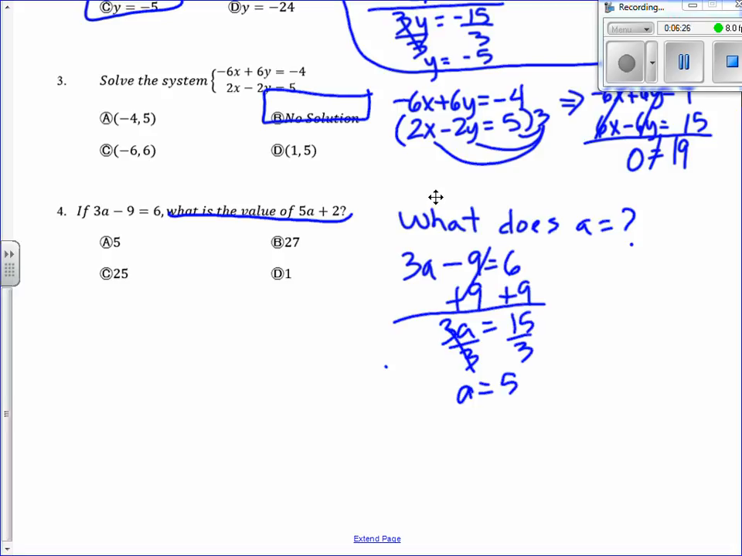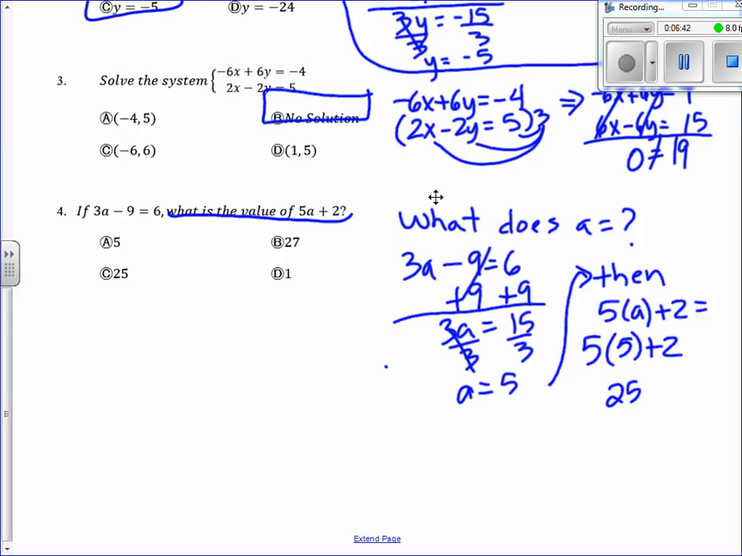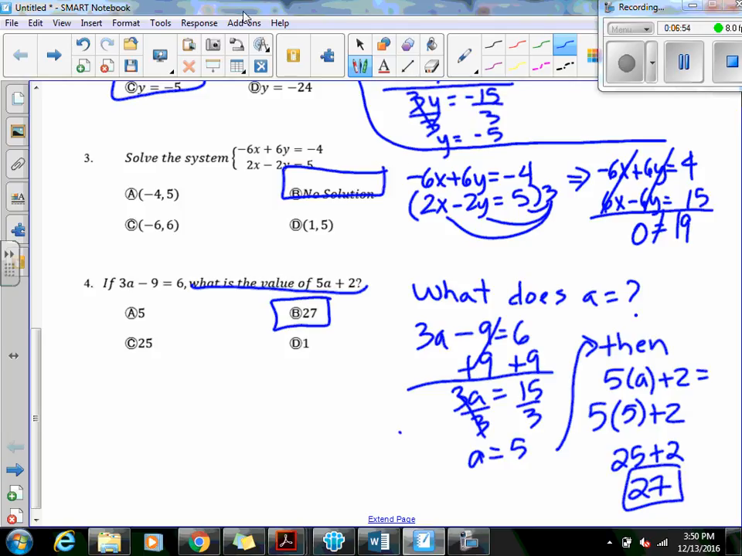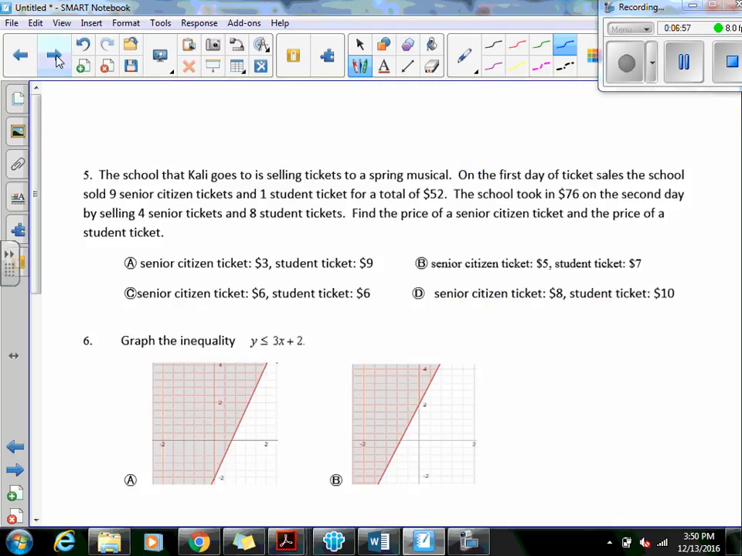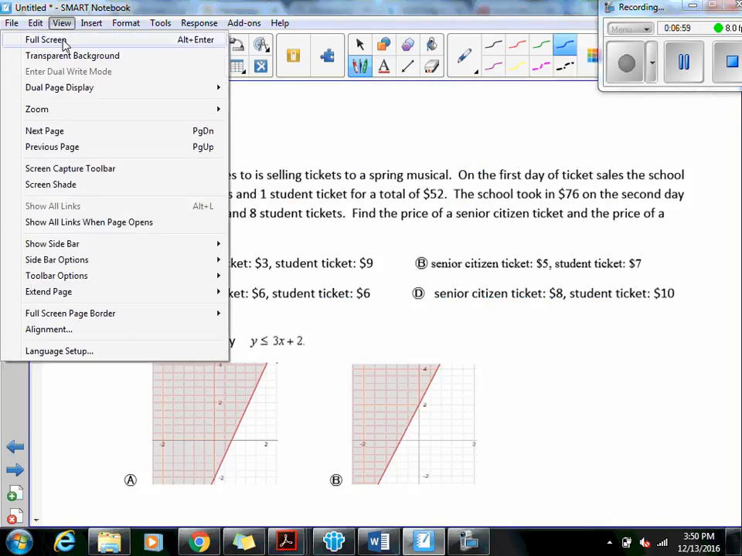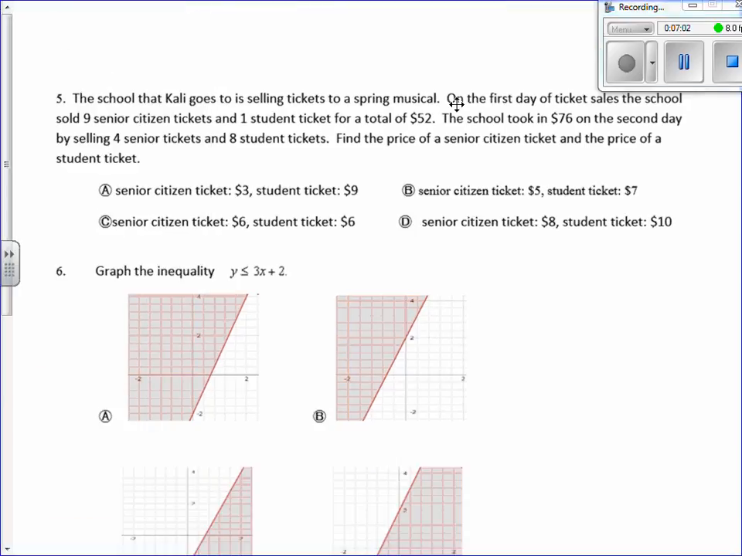So if I know that a is 5, then 5a plus 2 must equal 5 times 5 plus 2, which is 25, plus 2, which is 27. So here is 27. Again, guys, if the problems are going by too fast, you can pause them, you can rewind them, and listen again. Do whatever it takes to get this math.